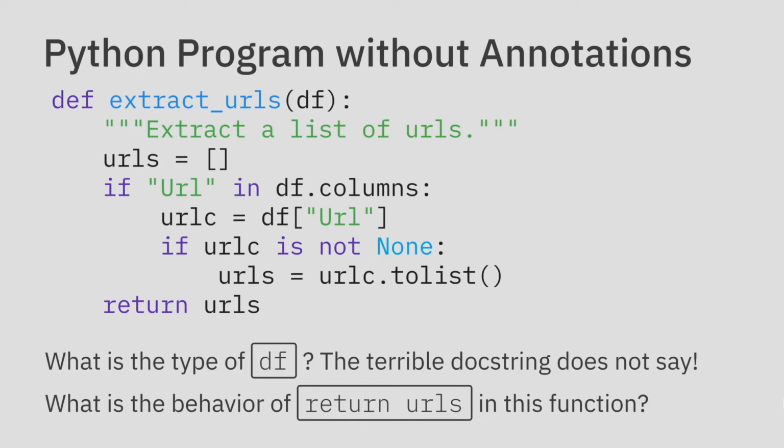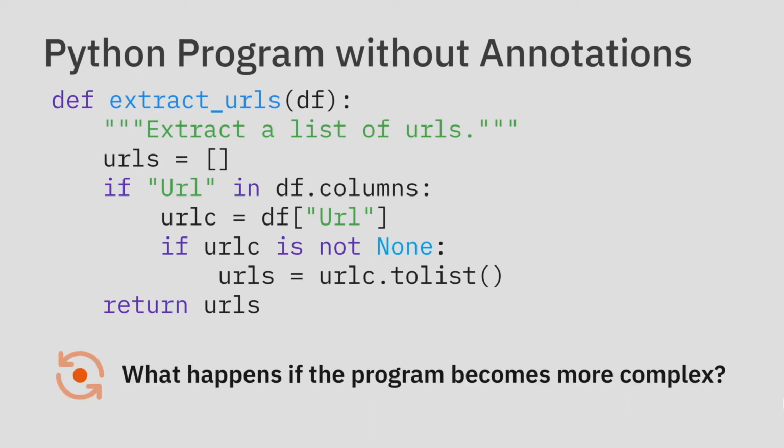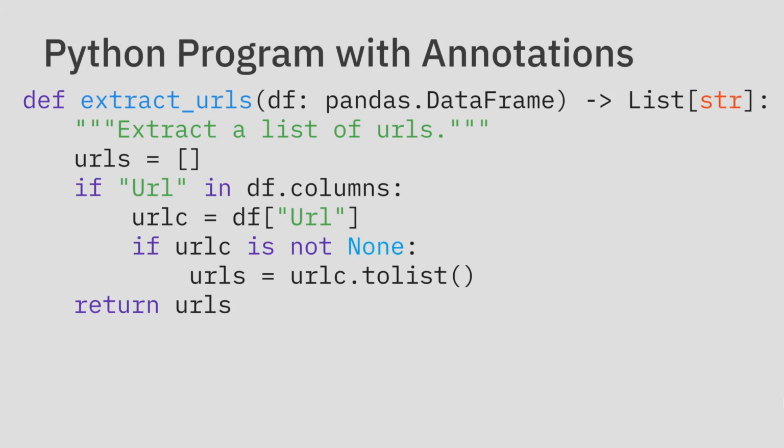For instance, if the function had more lines of code, it would be more difficult for a programmer to see that URLs is a list. And remember, discovering that it is a list would not reveal the type of data that the list stores. This is a version of the extract URLs function that uses type annotations. You will notice that the main difference between this function and the previous version is that its signature is different.